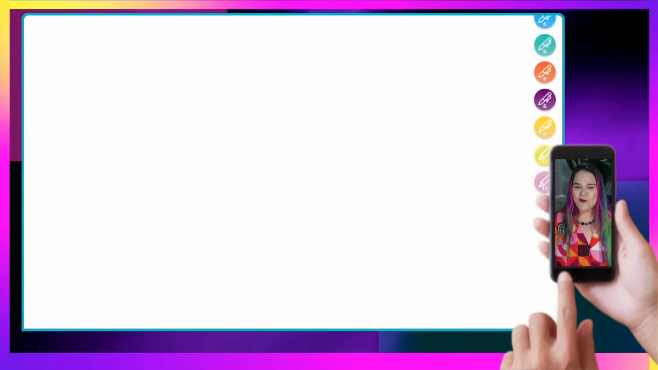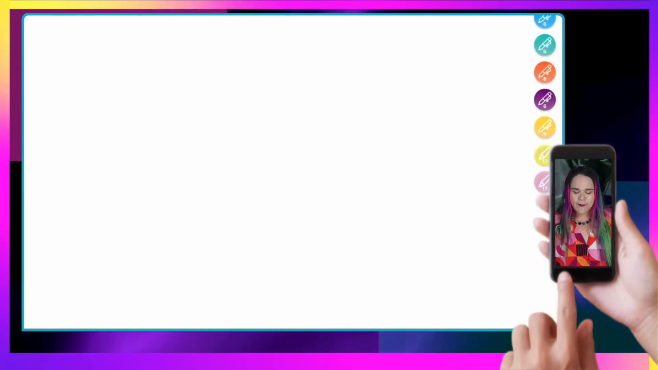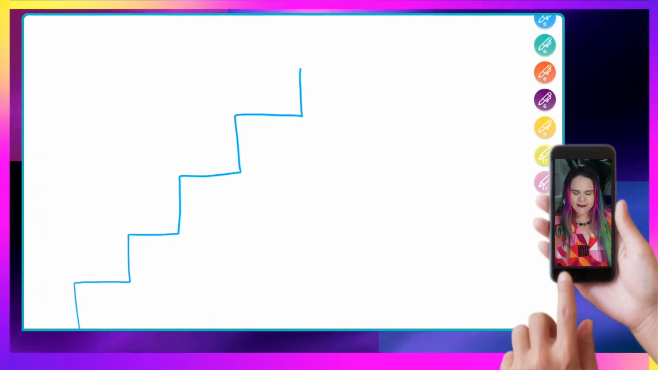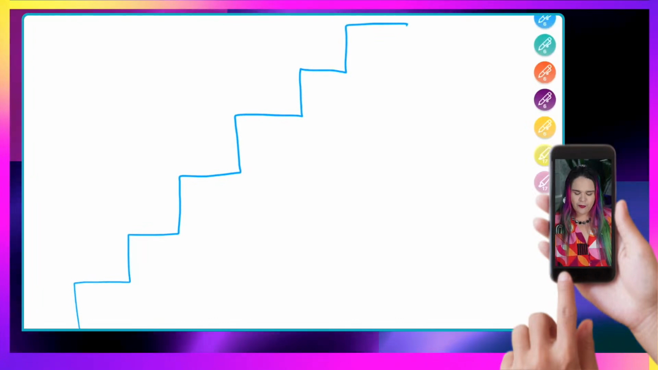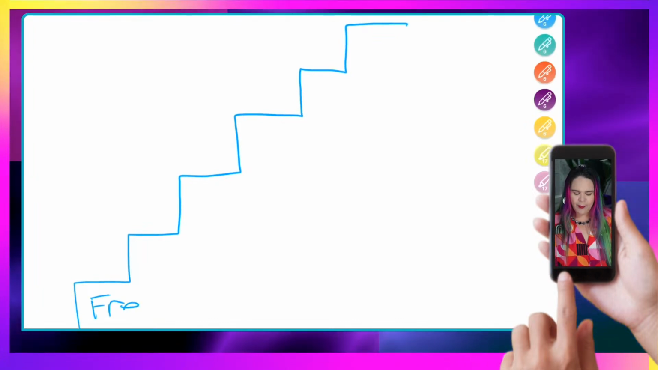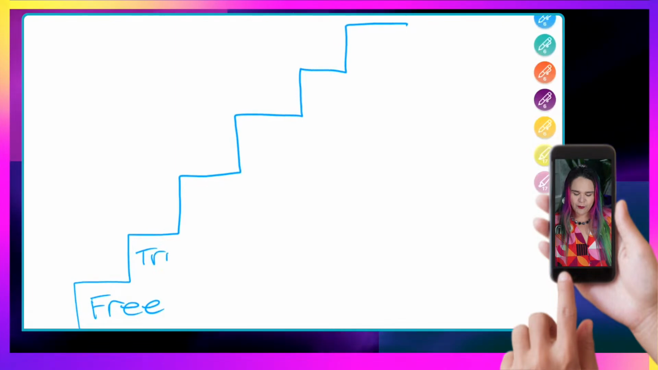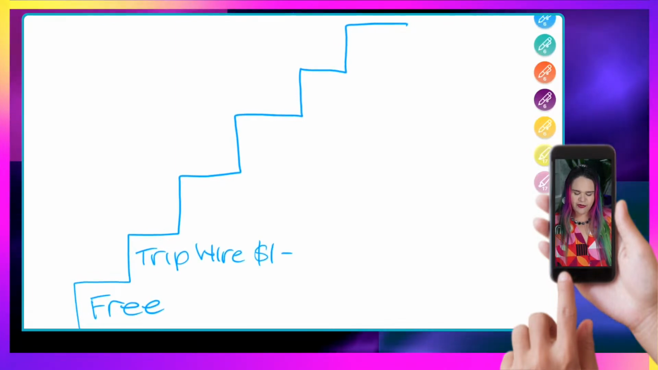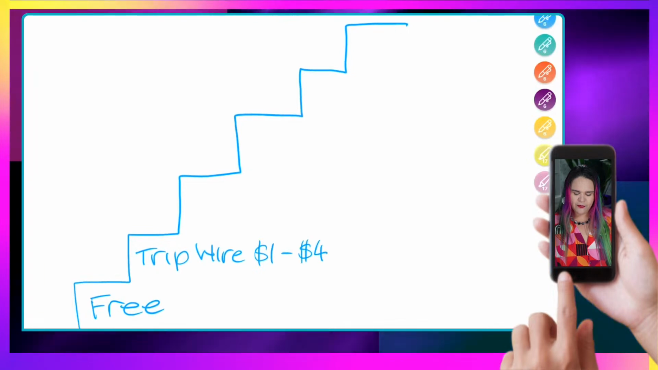Here we are in the whiteboard. Now, most people will have seen this before. This is your value ladder, right? And what people do is they'll have a free offer at the bottom. Then you will have a tripwire, right? And your tripwire is usually sort of $1 up to $47.